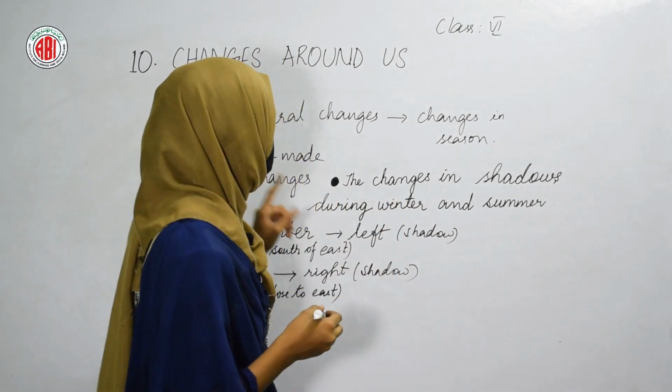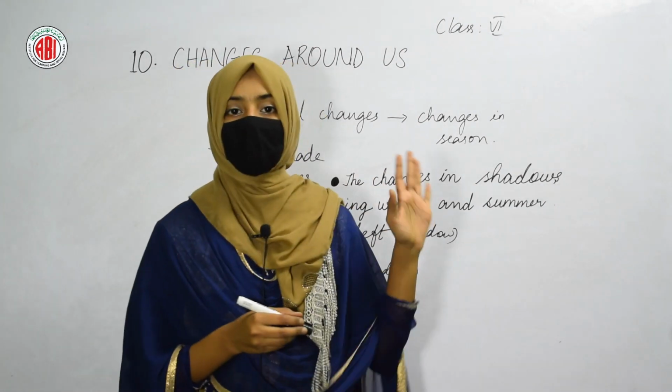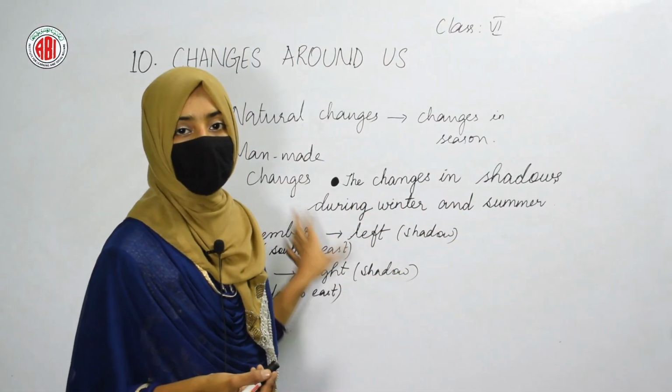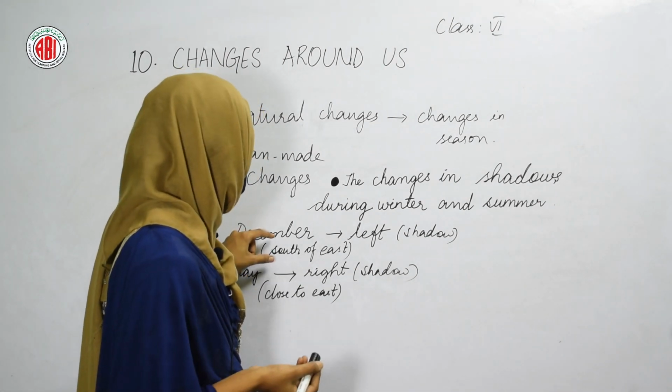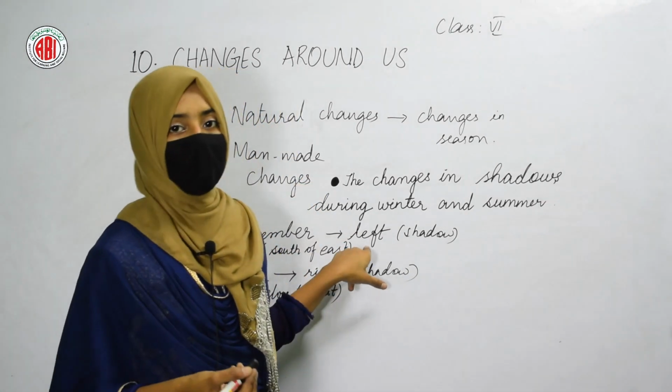Likewise, changes can also be seen in the shadows that are formed during winter and summer season. If a boy takes a picture on a day in the month of December by standing in the sunlight, then the shadow will form towards his left, and by this we can understand that the direction of sunrise is south of east. So around December, the sun rises south of east and the shadow formed is towards the left side.